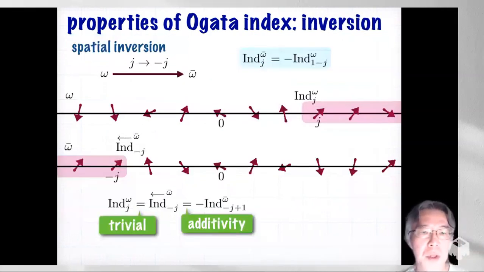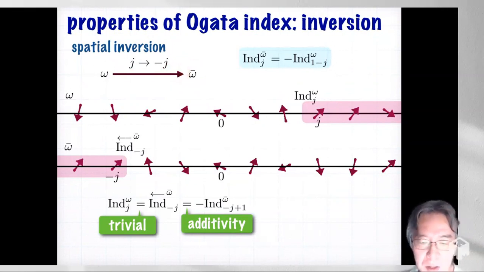Okay, another property is the transformation under inversion, but this is rather simple. Suppose that we have a unique gapped ground state omega, and I make this inversion transformation. It's just a flip around 0. 0 stays the same, 1 goes to -1, -2 goes to 2, just a flip. By this flip, you get a new spin chain and a new ground state, which is trivial, but you get a new ground state omega bar.